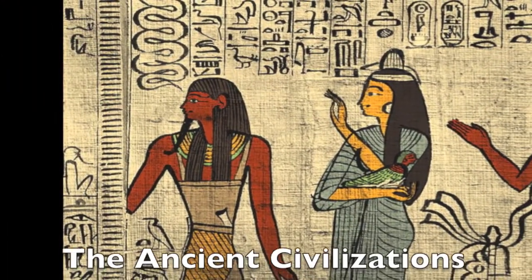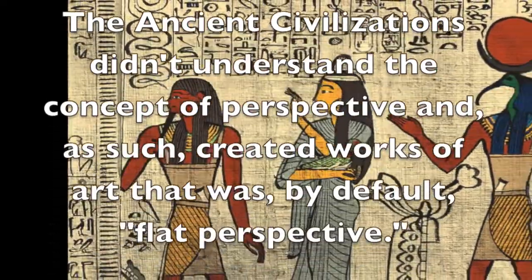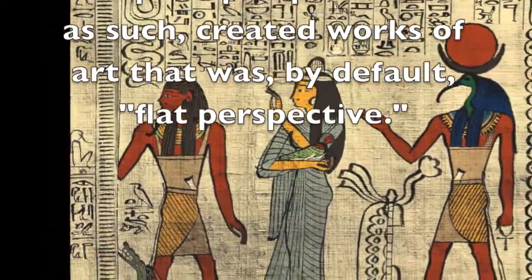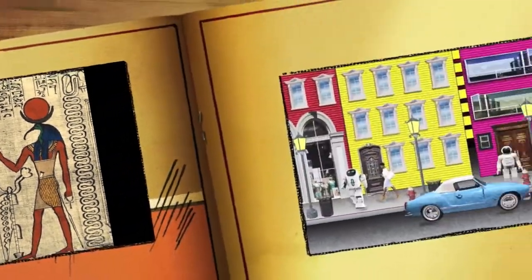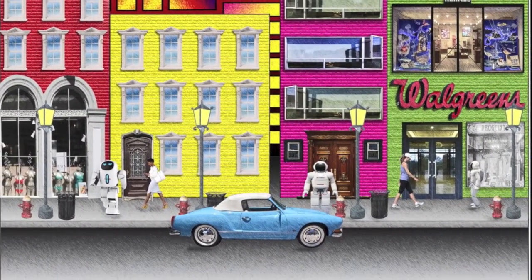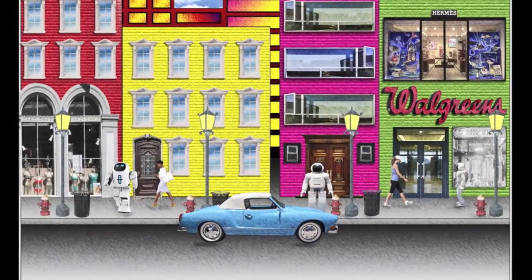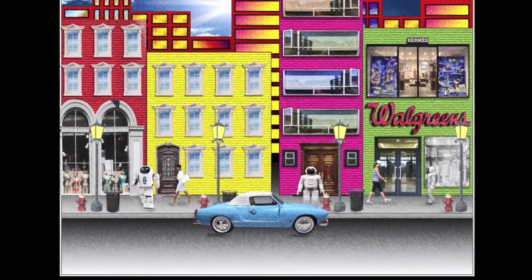The ancient civilizations didn't understand the concept of perspective, and as such, they created works of art that were by default flat perspective. But what is flat perspective? Well, flat perspective is when you actually don't try to make any attempt at all to show perspective. All the shapes will be squares and rectangles, and all the angles will be right angled.